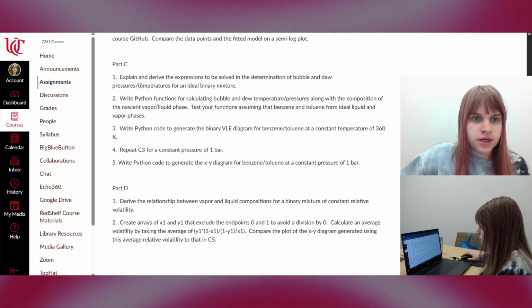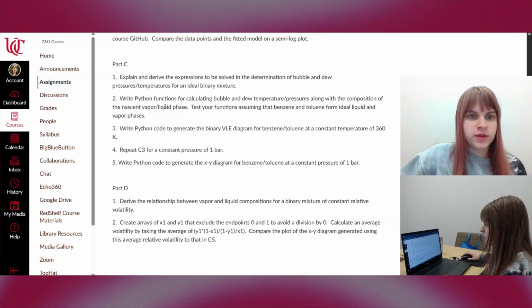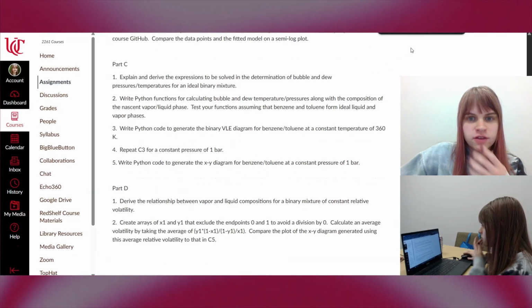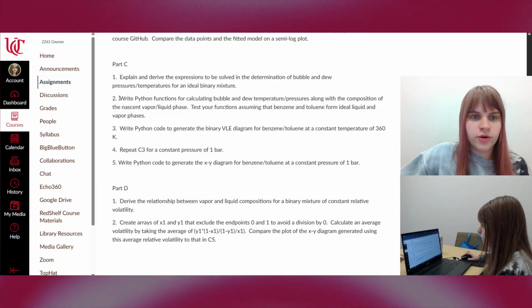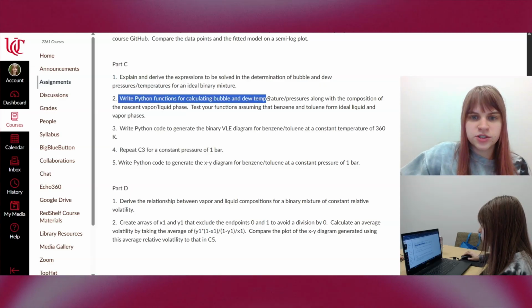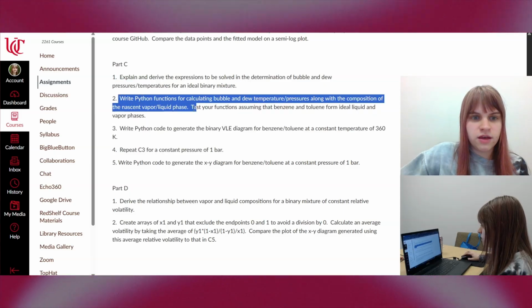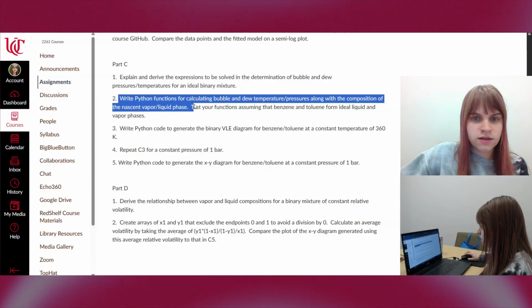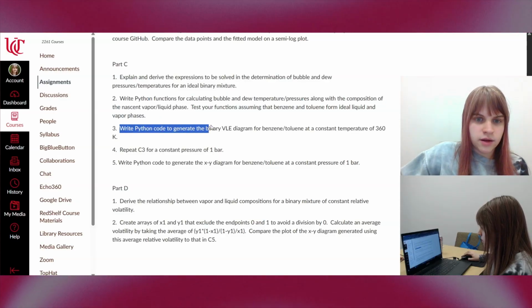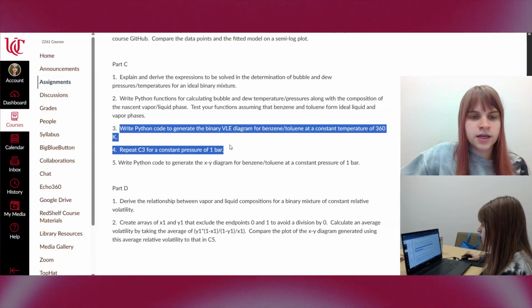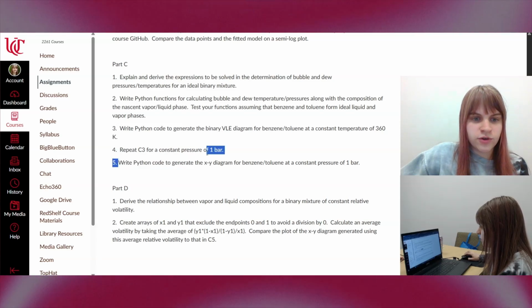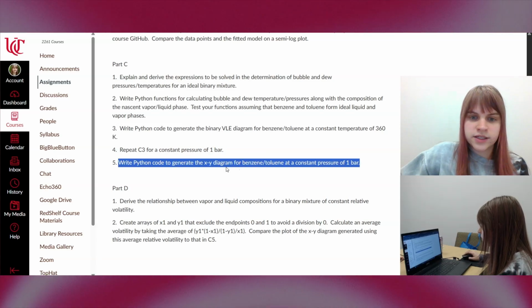Here we made sure to explain and derive the expressions to be solved in the determination of bubble and dew pressures and temperatures for an ideal binary mixture. We also wrote the Python functions to calculate the bubble and dew temperature and pressures, along with the liquid and vapor phase compositions. For the VLE diagrams, we did a PXY diagram and a TXY diagram, and those looked pretty good. And we also wrote a code to generate the XY diagram for benzene and toluene at the constant pressure of 1 bar.